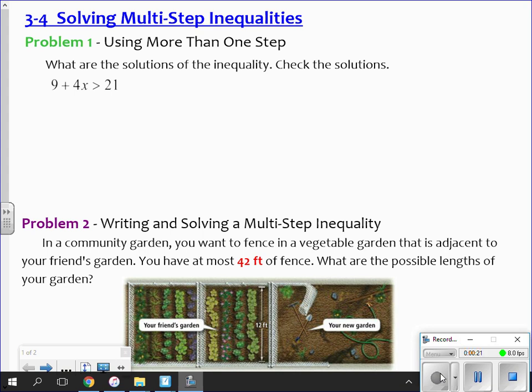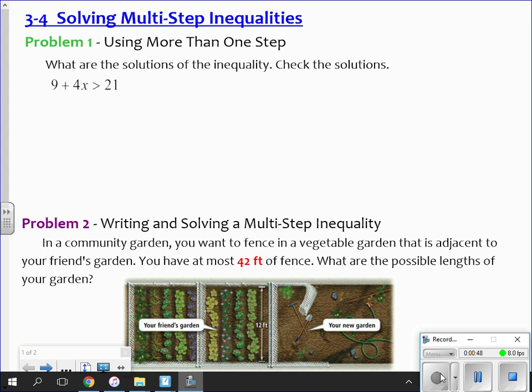When you add or subtract, it doesn't matter, you don't flip the inequality. If you're multiplying or dividing by a positive, you don't flip the inequality. When you're multiplying or dividing both sides by a negative, then you flip the inequality around. It's the only time you flip it, so you need to pay really close attention to when you do that and when you don't.